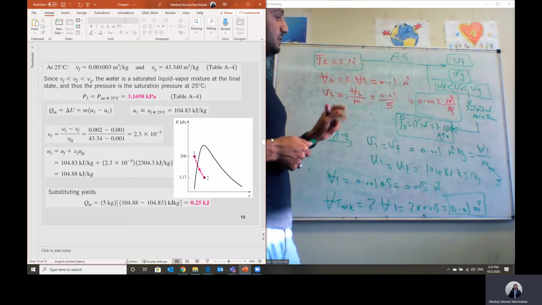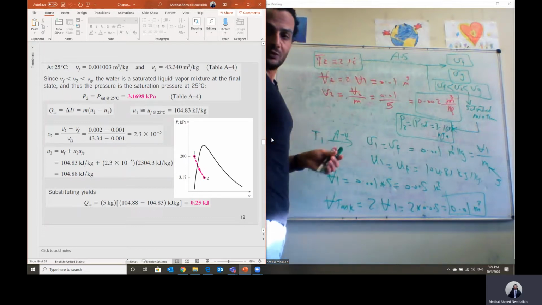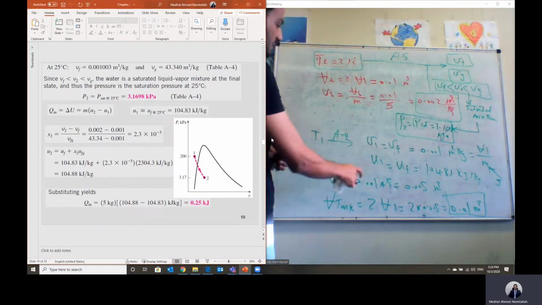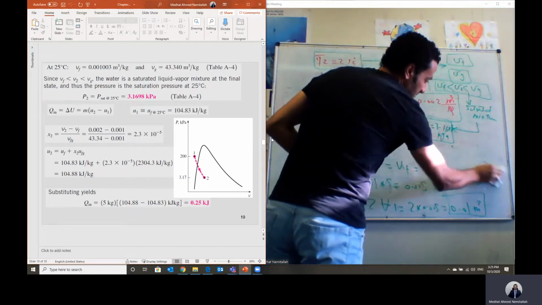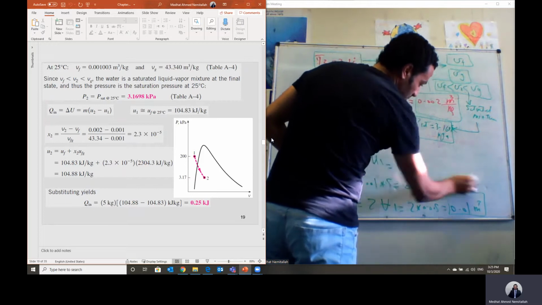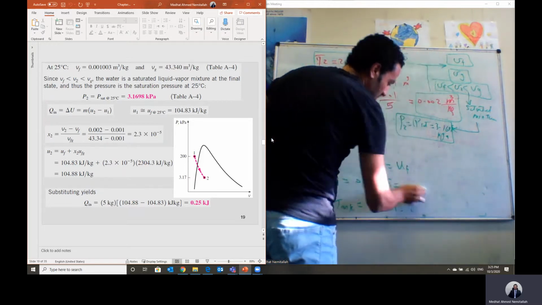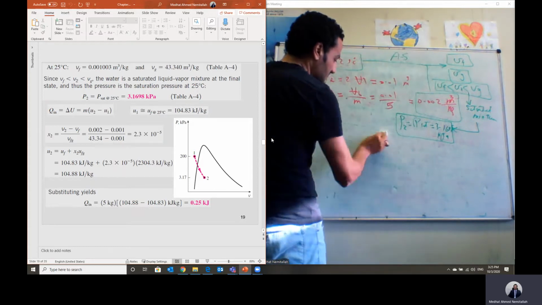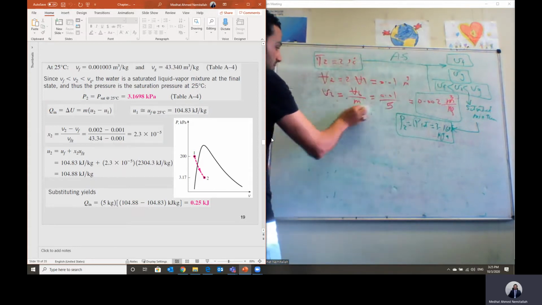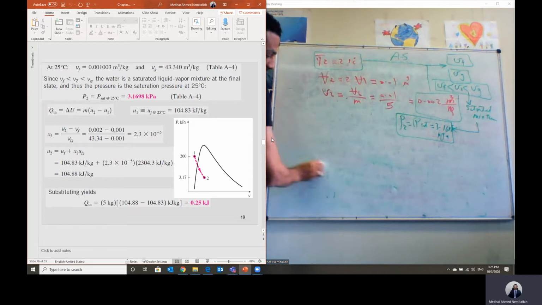Under this condition, we need to calculate also the heat transfer. So in this case, to calculate the heat transfer, we have calculated the internal energy U1. We need to calculate also the internal energy at the final state. Then we can apply for a closed system Q minus W will equal delta U. So we need to calculate the internal energy U2 in order to calculate the heat transfer out of this process.